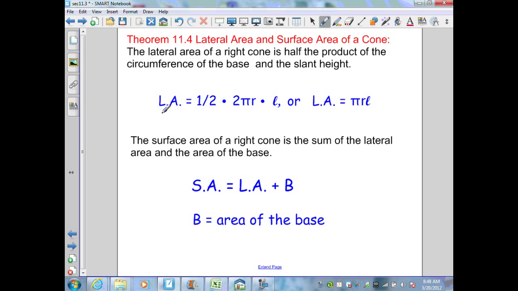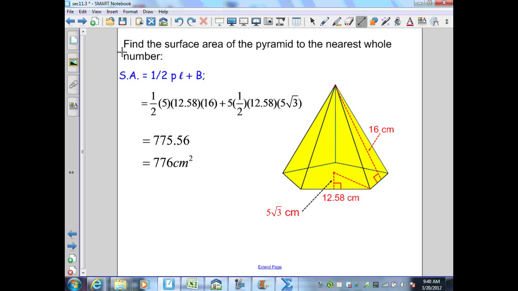Here, lateral area equals 1/2 times 2 pi r, which is the circumference of a circle, times L. Or LA, which is the lateral area, equals pi r L, because 1/2 times 2 is just 1, leaving us pi r L. The surface area of the right cone is the sum of the lateral area and the area of the base. Surface area equals lateral area, identified above, plus the base. Here, the base is B, and the base is equal to the area of the circle, which we know is pi r squared.